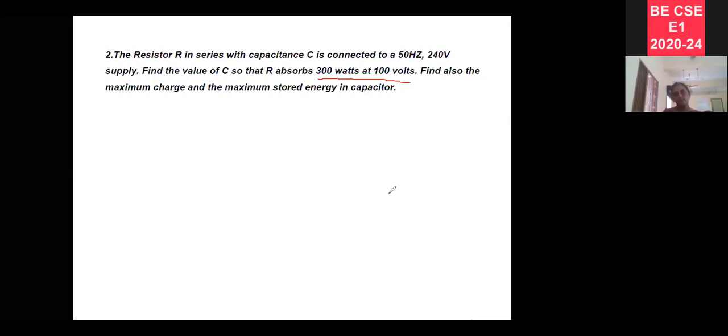C and R you can find out first. Please find that out. Then I will tell you how to find the maximum charge and maximum stored energy in the capacitor. The second part you leave it. First part you find it out. Hurry up, hurry up.